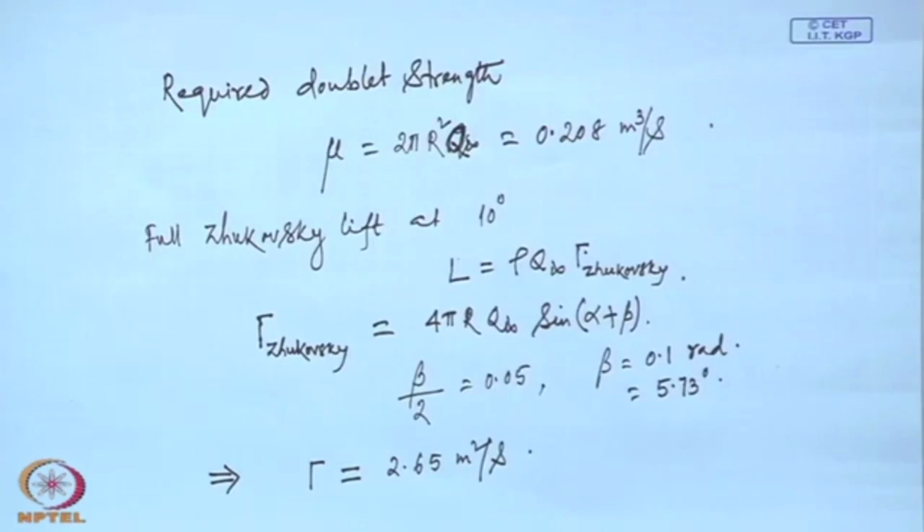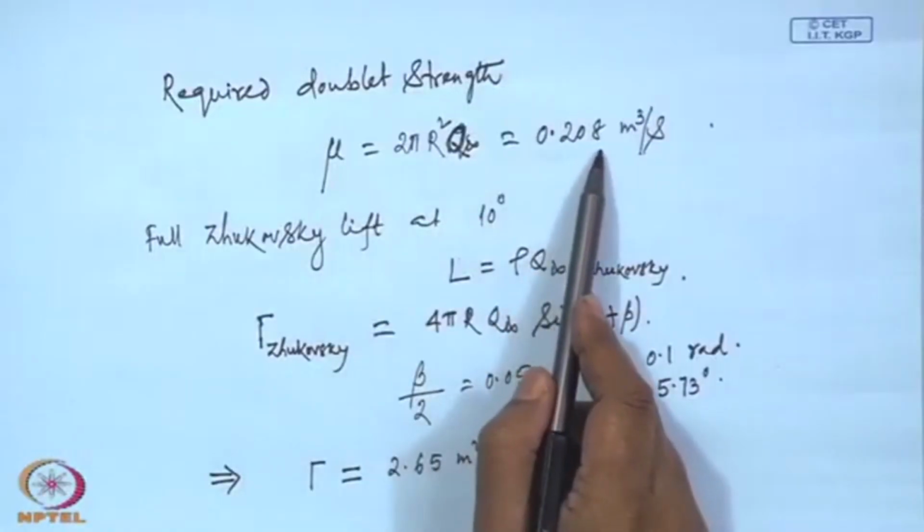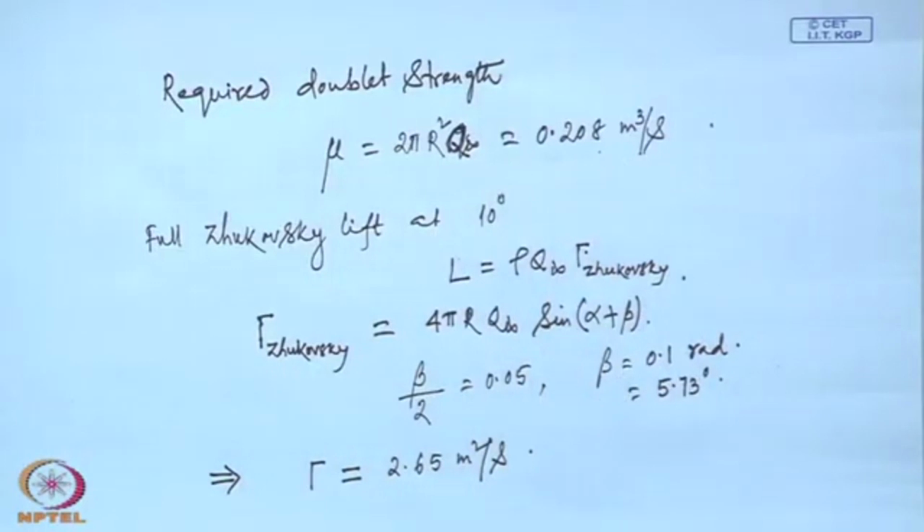So, we now have the complete flow for the circle. The flow on the circle plane is now given by a uniform stream of 18.3 meter per second, a doublet strength of 0.208 placed at the center of the circle, and a circulation of 2.65 meter square per second placed at the center. So, we can now write completely the complex potential on the circle plane.